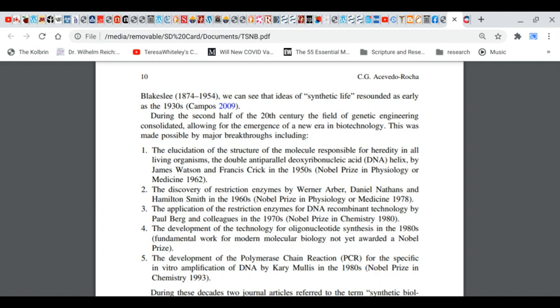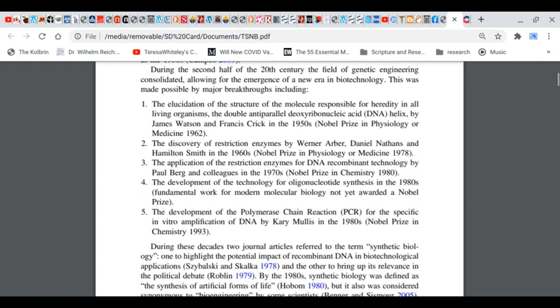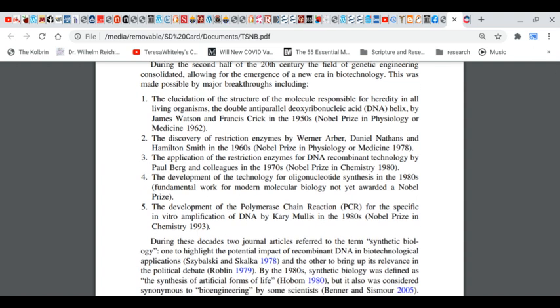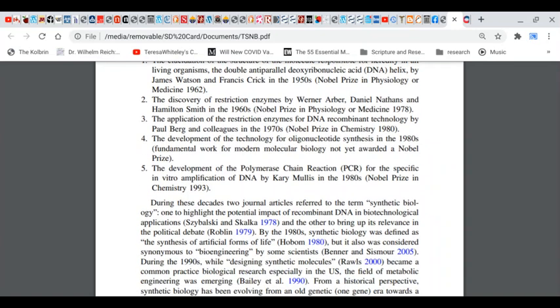Number four, the development of technology for oligonucleotide synthesis in the 1980s, fundamental work for modern molecular biology, not yet awarded a Nobel Prize. And number five, the development of the polymerase chain reaction for the specific in vitro amplification of DNA by Kary Mullis in the 1980s, a Nobel Prize in Chemistry in 1993.